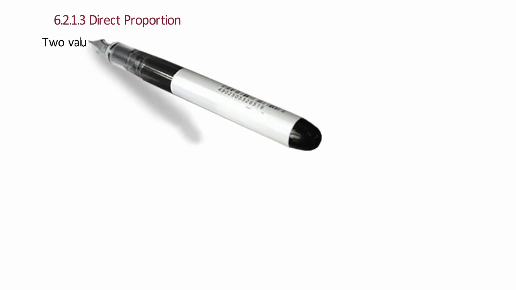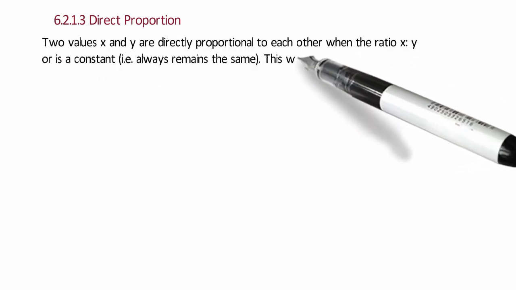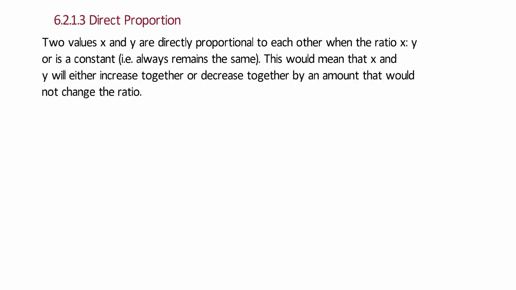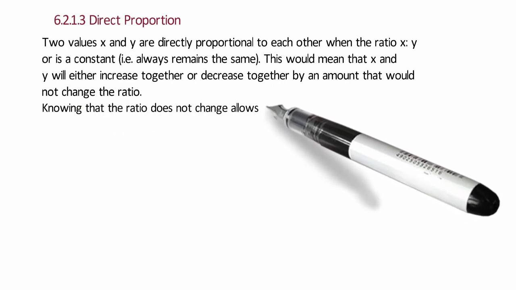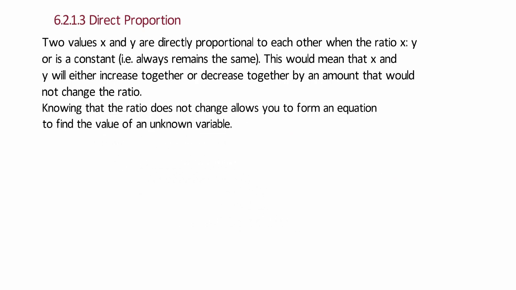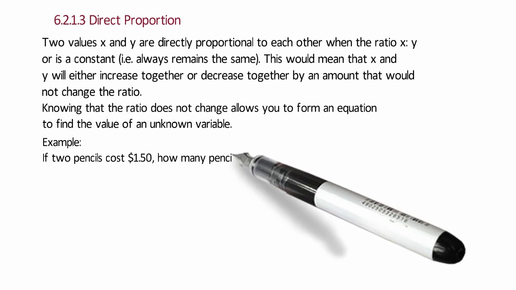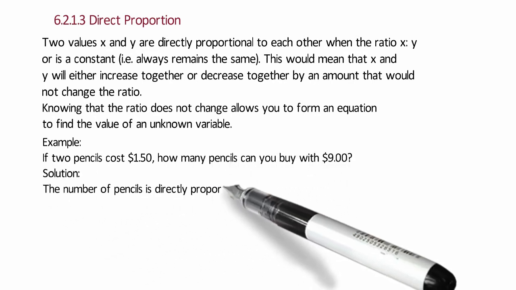Direct proportion. Two values x and y are directly proportional to each other when the ratio x:y, or x by y, is a constant, always remains the same. This would mean that x and y will either increase together or decrease together by an amount that would not change the ratio. Knowing that the ratio does not change allows you to form an equation to find the value of an unknown variable.